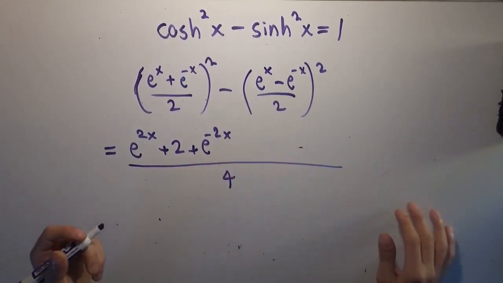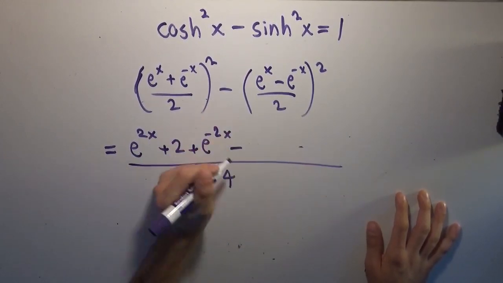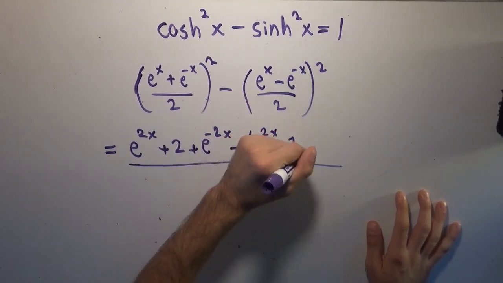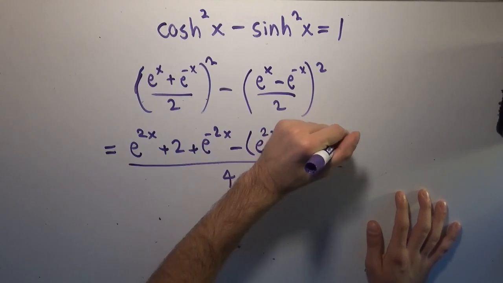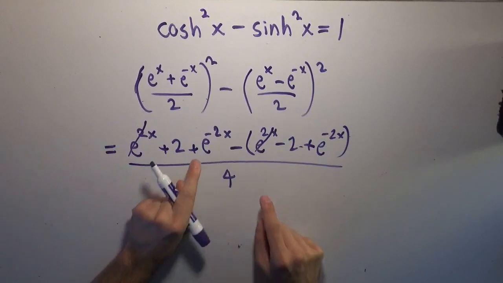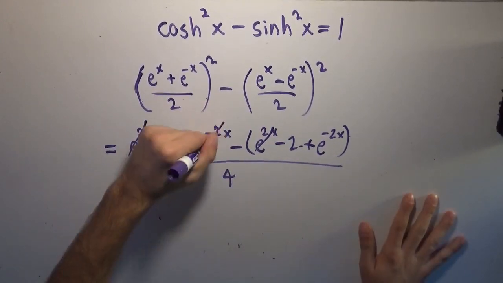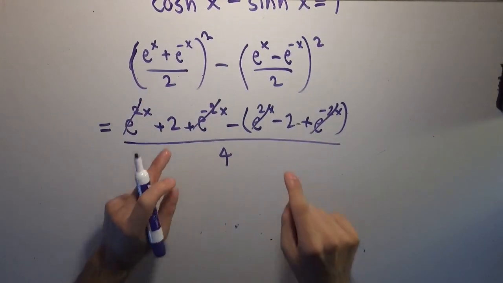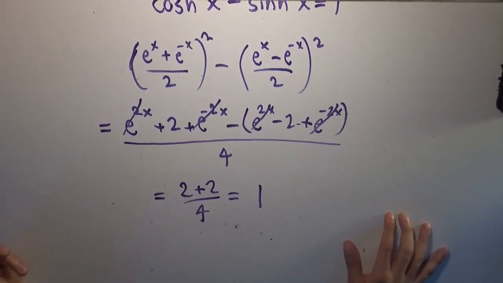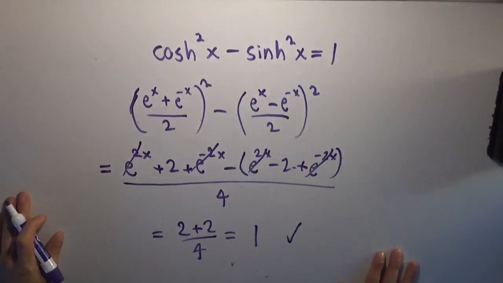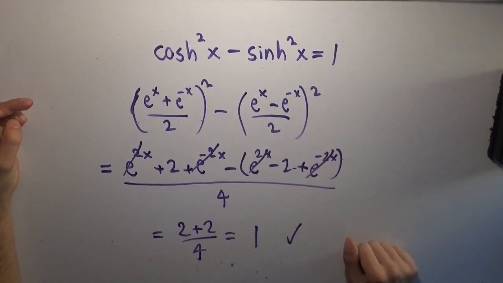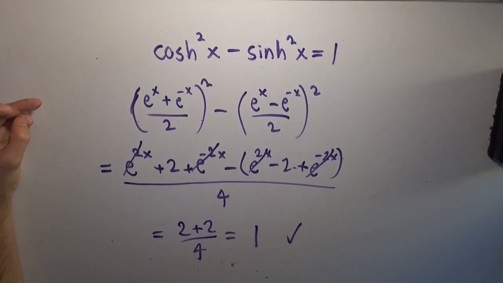Before we had negative 4 in one of the denominators, and it's going to be minus e to the 2x minus 2 plus e to the minus 2x. And it's not too hard to see that minus that is going to cancel with that, and this is going to cancel with the negative of that. Negative times negative 2 is going to give us another positive 2, so we get 2 plus 2, again, over 4, which is equal to 1, right? 4 over 4. So this, in fact, does hold up. The hyperbolic trig functions do, in fact, satisfy the relationship involved with the unit hyperbola.